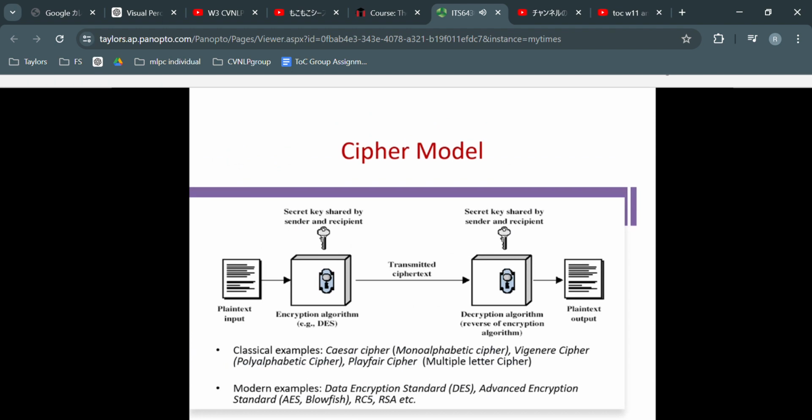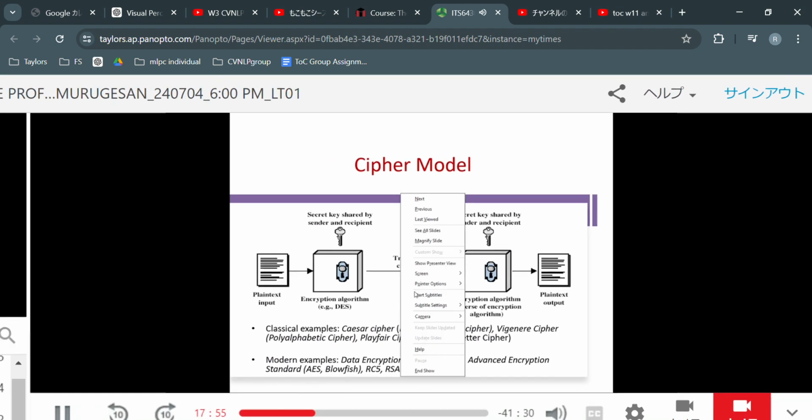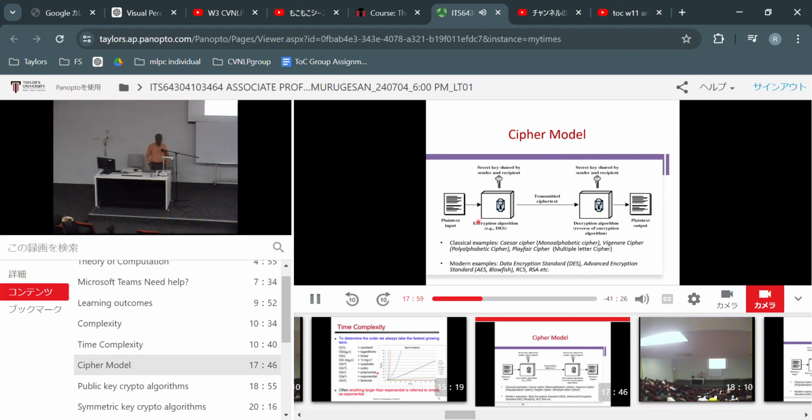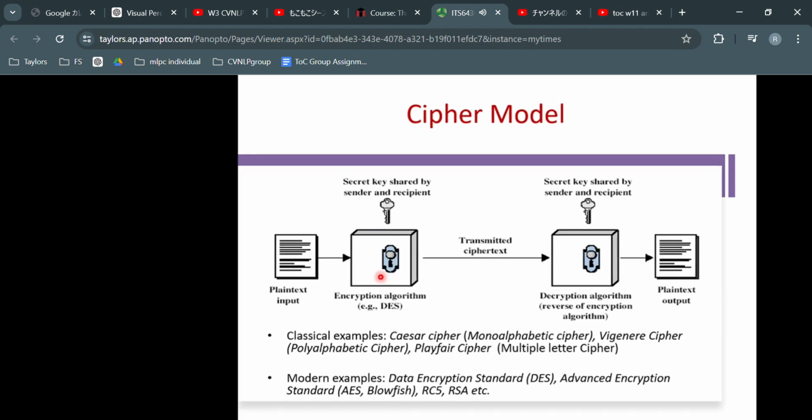So in cryptography, what happens is there is an encryption algorithm. The encryption algorithm is used to encrypt plain text into ciphertext. Ciphertext is readable, but when you read it, it doesn't make any sense. So normally we call it gibberish. Gibberish means you can still read, but it won't make any sense.